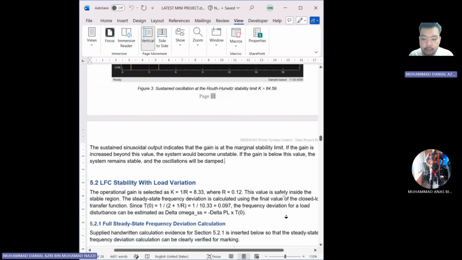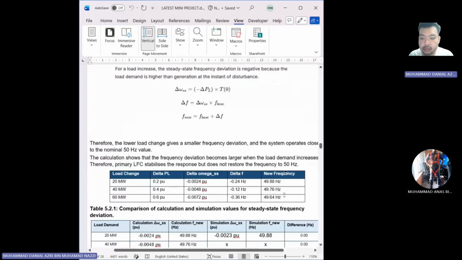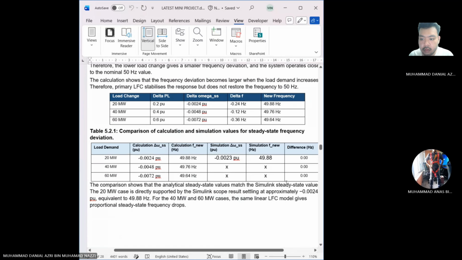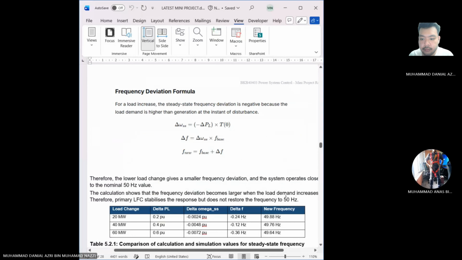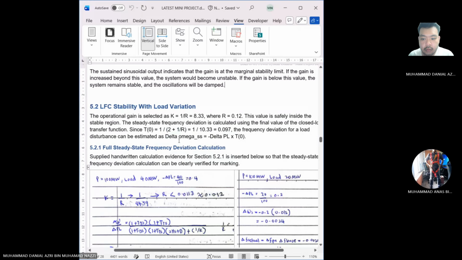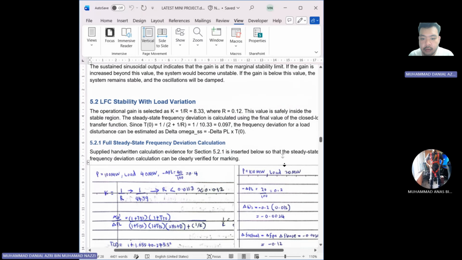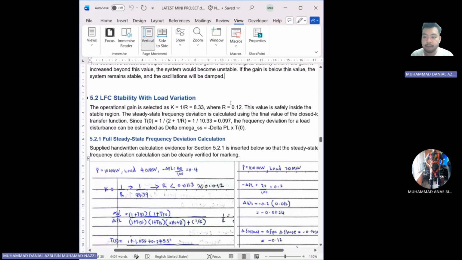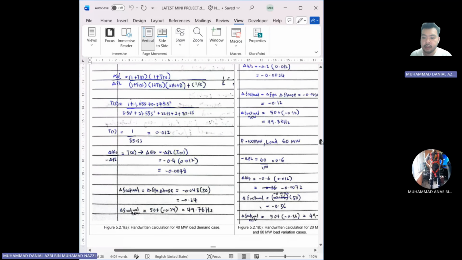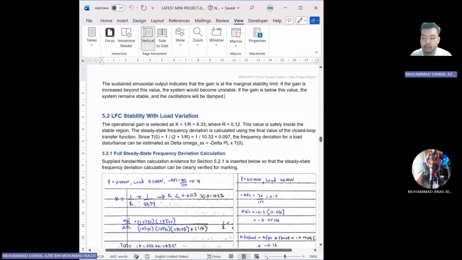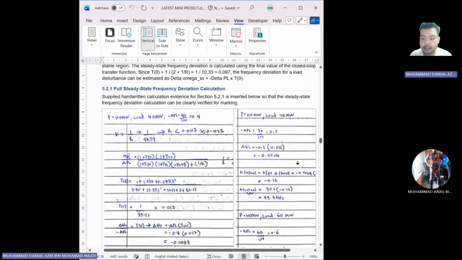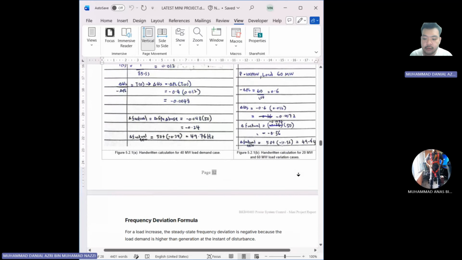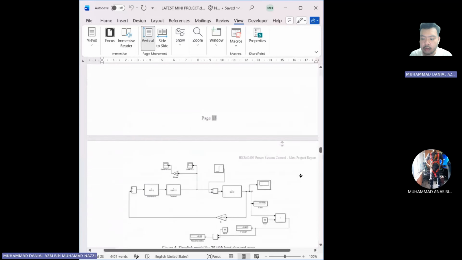So moving to task 2, which is LFC stability with load variation. For this simulation, the load we are using is 20 megawatt. This calculation Ashraf already explained before. So moving to the simulation, this part.